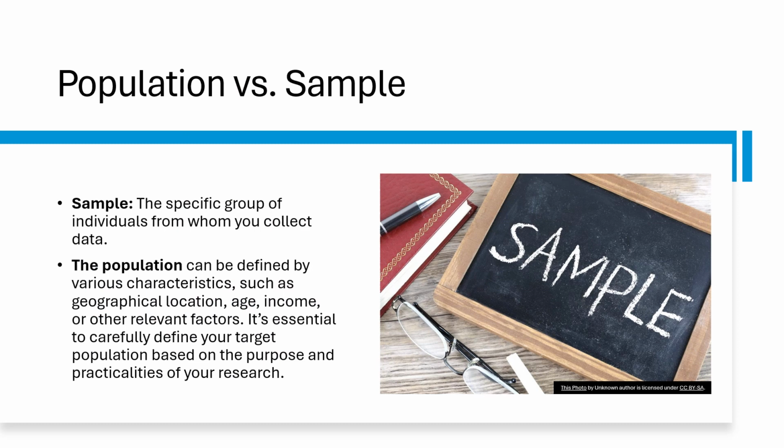For this purpose, let us first of all think about population and sample. The sample is the specific group of individuals from whom you collect data. I mean, it comes from out of the population. The selection is made on certain criteria which are going to follow from the population. As everybody knows, population is defined by geographical location, age, income grouping, and other relevant factors.